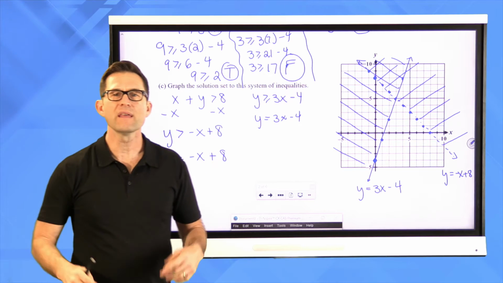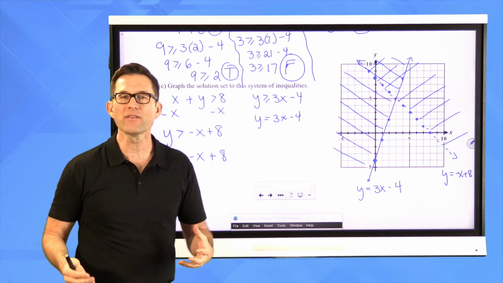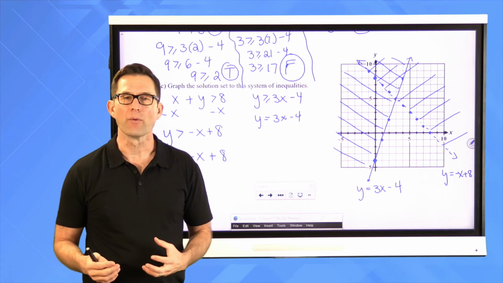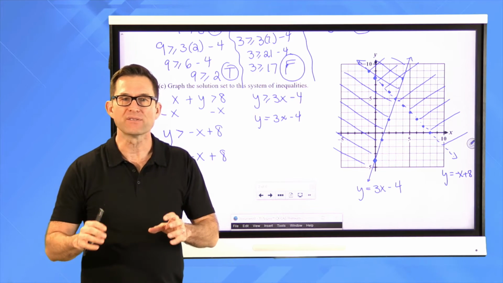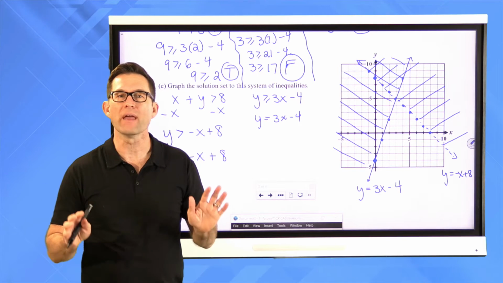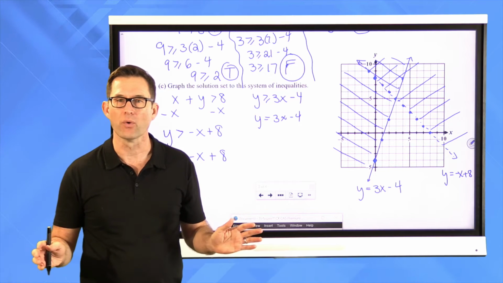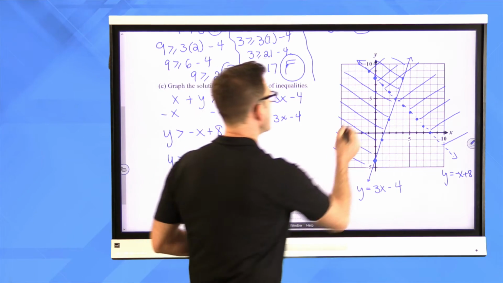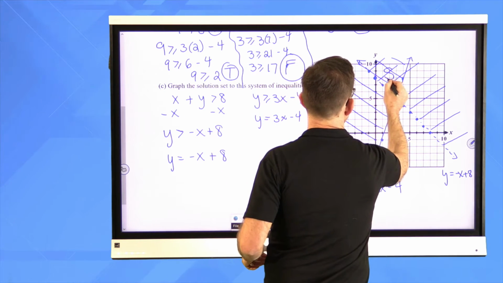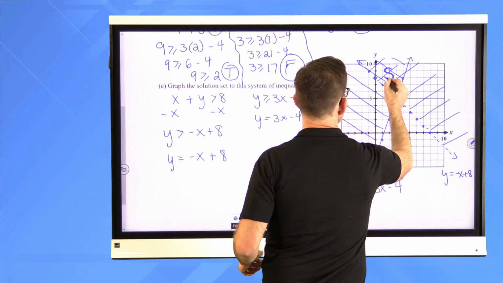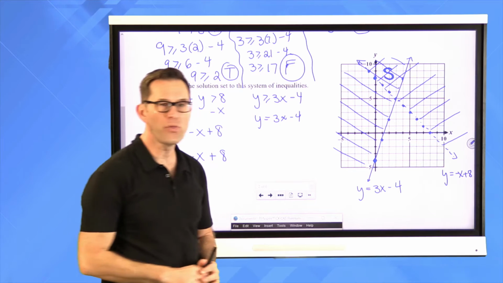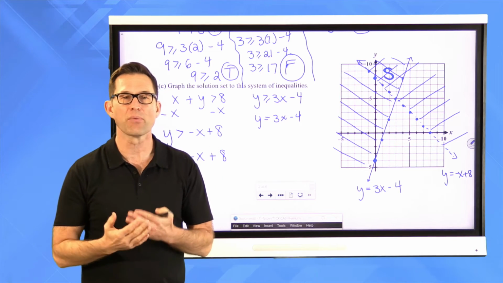Now, what is the actual solution set? A lot of times it's convenient to put a big S in the solution set. Well, remember, we would want all the points that make both inequalities true. That's where the shading is going to overlap. So in other words, that's right up here. This is the solution set to my inequality because it is where both of the portions of the plane are shaded.